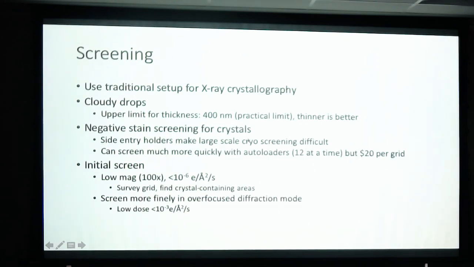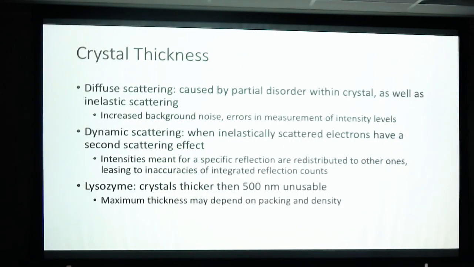If you only have a side entry holder microscope, large scale cryo screening could be difficult, but if you have a microscope with an autoloader, you could screen up to 12 grids at a time, which would help speed you up. But you then have to pay $20 a grid to clip it into the microscope, so nothing's free. You'd then do an initial screen at low mag and see if you can find good crystals. And when you see good crystals, you're in good shape.